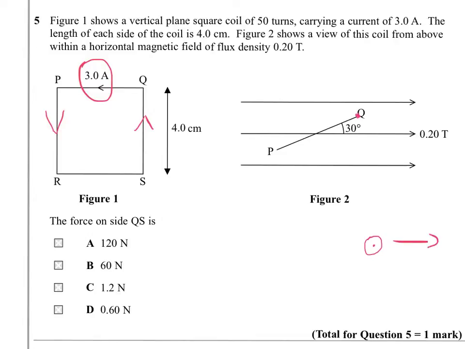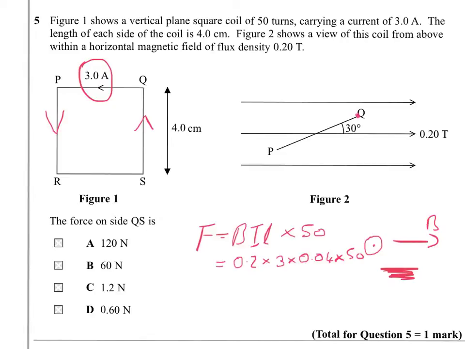We've got magnetic field pointing that way. Well, crucially, those two are at right angles to each other, even though the plane of the coil isn't at right angles to the field, that particular conductor is. So we can use BIL. Okay, however, we have to multiply by the 50 because it says there are 50 turns. That means there'll be 50 strands vertical here, each of 4 centimeters. So the total L will be 50 times 4 centimeters, and that gives us 1.2 newtons.